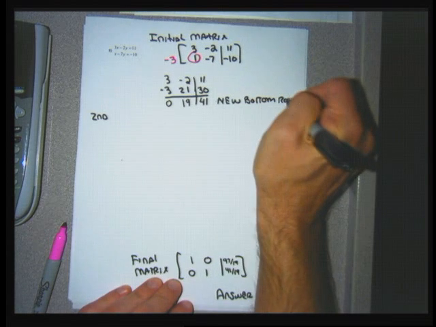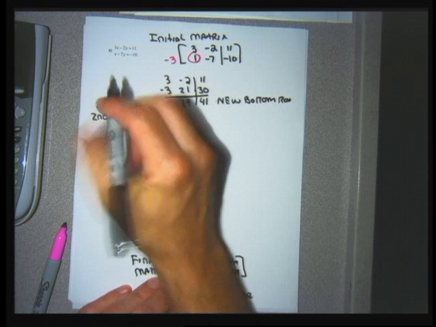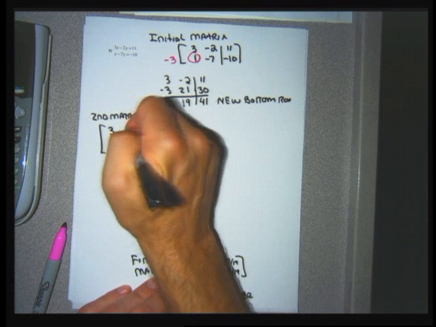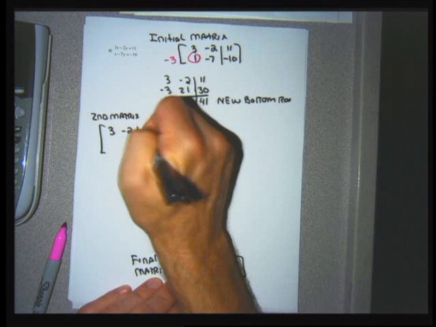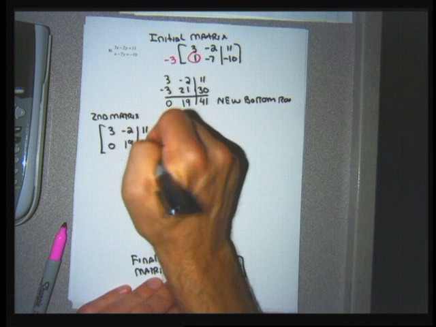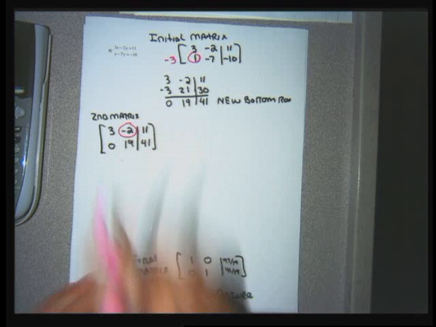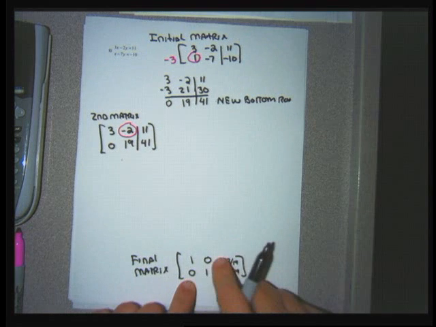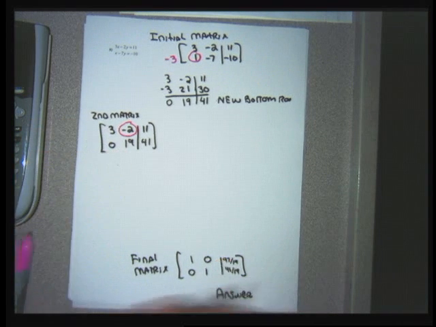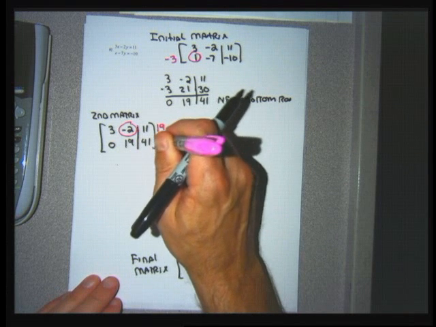I'm going to get a second matrix, and again, when I have fraction answers, I usually get a second and a third matrix. So my second matrix is going to have a 3, negative 2, 11, and then 0, 19, and 41. I need to make this negative 2 now into a 0. So I'm getting my zeros one column at a time. To do this, I'm going to make this a negative 38, this a positive 38. I'm going to multiply the top row by 19, the bottom row by 2.